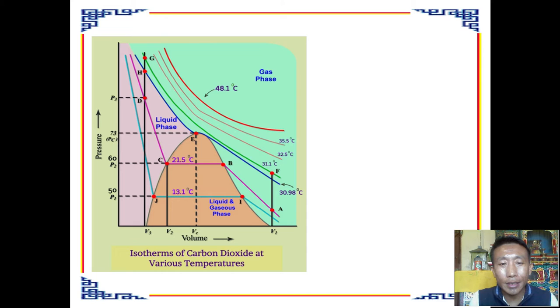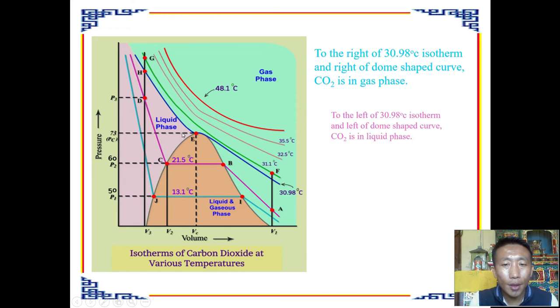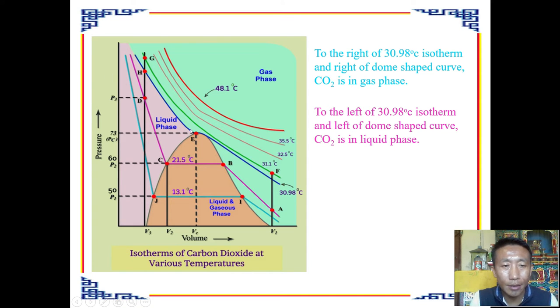Now, coming to the phases, the state of matter in this case. If you look to the right of the critical temperature, that is 30.98, where liquid starts forming, to the right of this critical temperature and to the right of this dome shape is basically the gas in the gaseous phase, which is a single phase. Next, to the left of this 30.98 temperature or this isotherm, or to the left of this dome shape, is basically a liquid phase, and it's also a single phase.